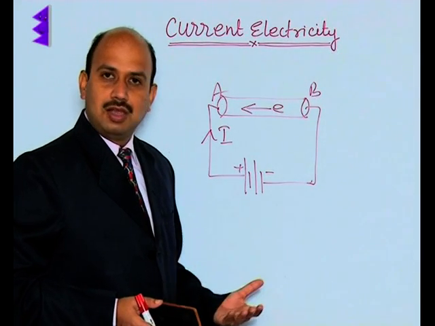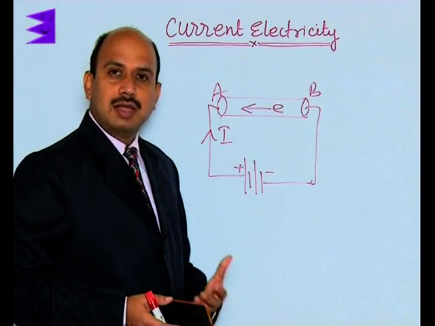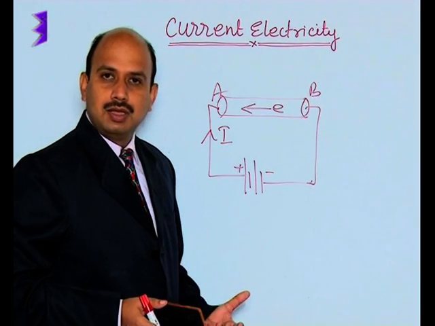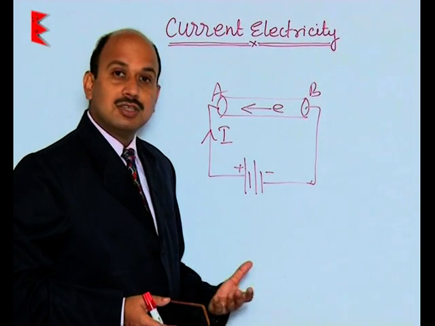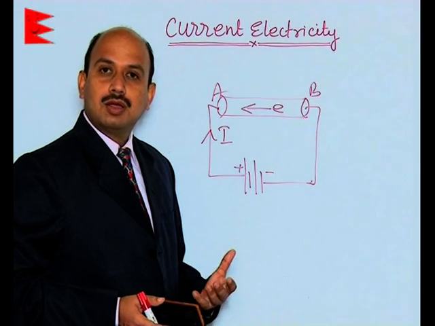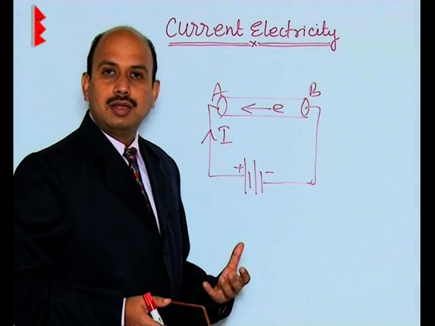Electric current is a scalar quantity because it can be added or subtracted algebraically. Despite having a direction, it is assumed to be a scalar quantity. So this is about electric current.